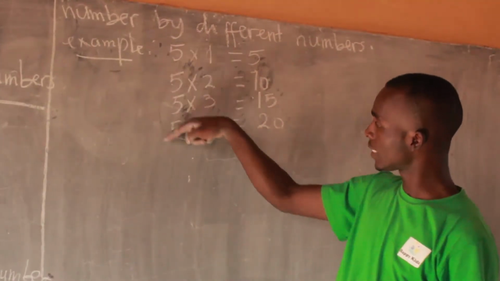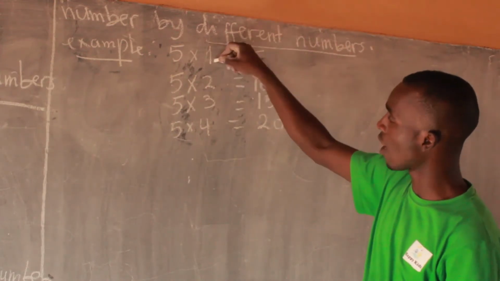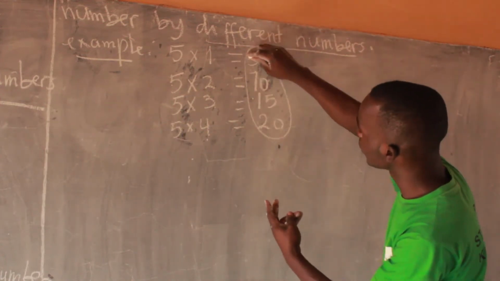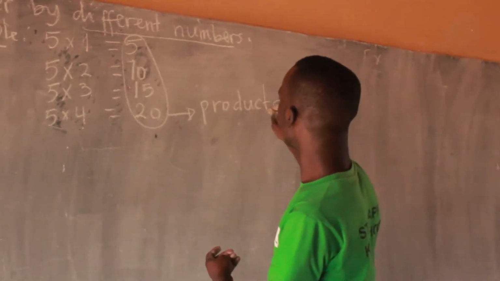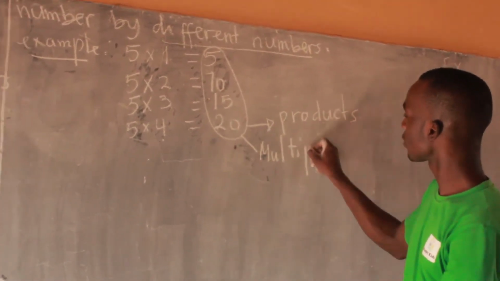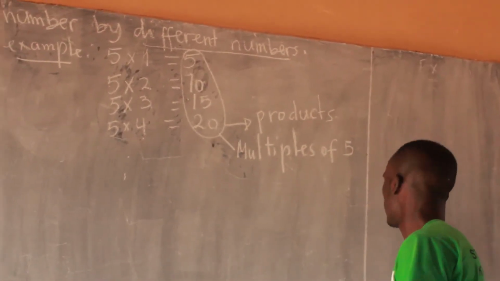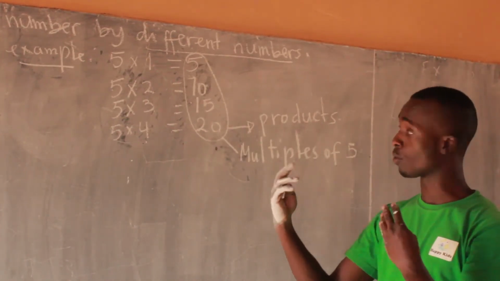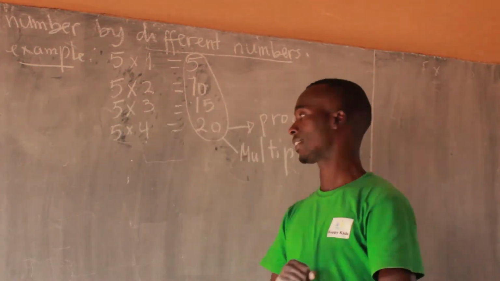By multiplying, this is a number, and it is multiplied by different numbers, like 1, 2, 3, 4, 5, and so on. Here you are getting the answers. Those answers you are getting here, those are what we call products, or those are multiples of 5. Those are multiples of 5 because we are getting them by multiplying 5 by different numbers.